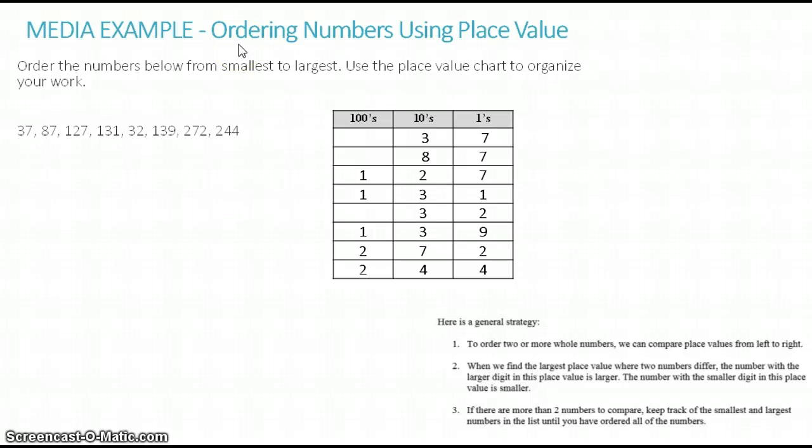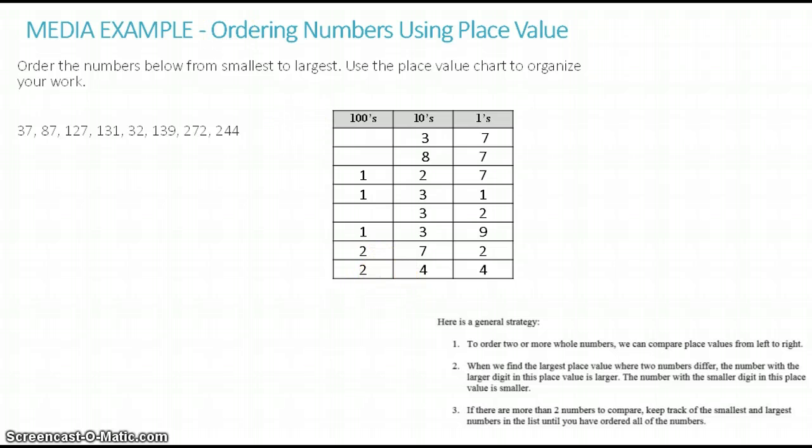In this example, we're going to order numbers using place value. Order the numbers below from smallest to largest. Use the place value chart to organize your work. So here are the numbers we're given, and I've already put them in the place value chart. You may want to take a few seconds to do that now.